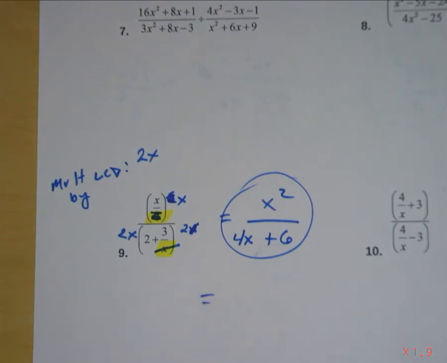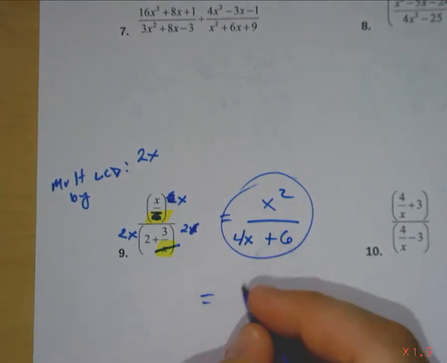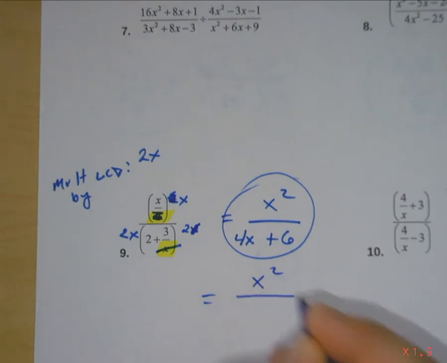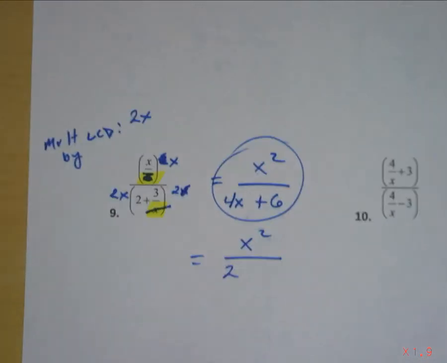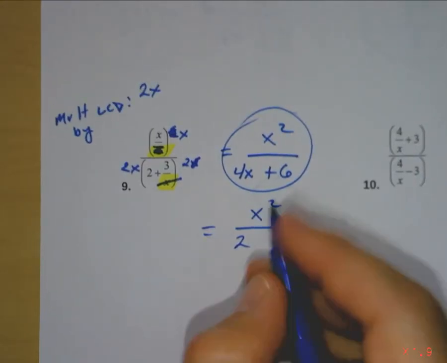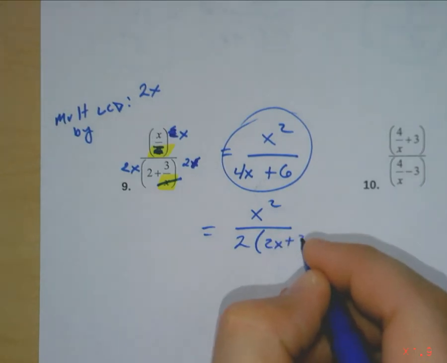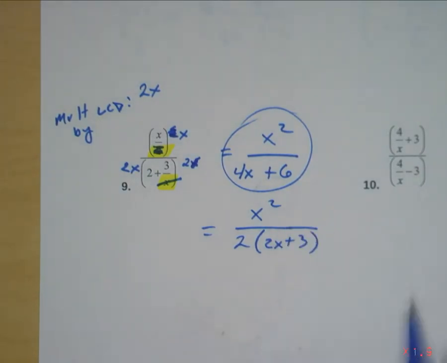You could technically factor out something on the bottom. What can you factor out on the bottom? 4x plus 6 has a 2 in common, so we could technically factor out a 2. And that leaves me with 2x plus 3. Now, that really didn't help me reduce anything.